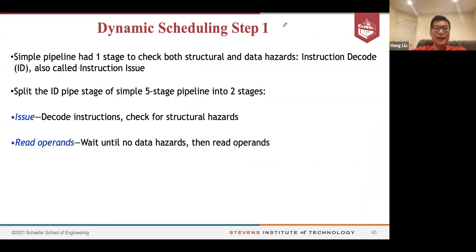So in dynamic scheduling, we include 3 steps we're going to talk about later. The simple pipeline had 1 stage to handle both structure and data hazards, the instruction decoding, which we also call instruction issue. We split the instruction decoding pipeline stage of the 5-stage pipeline into 2 stages. The first is issue. We decode the instruction and check for structure hazards. The second is read operands: wait until there are no data hazards, then read operands.